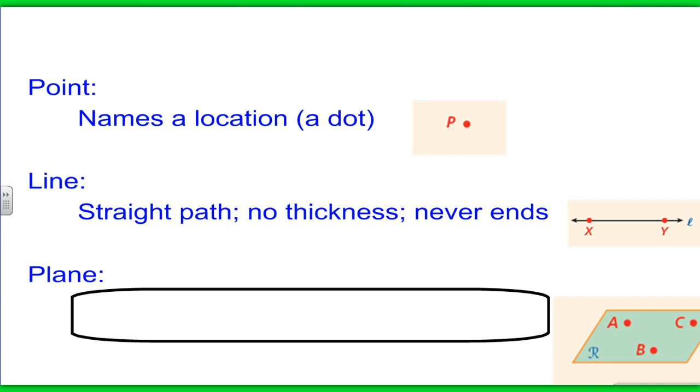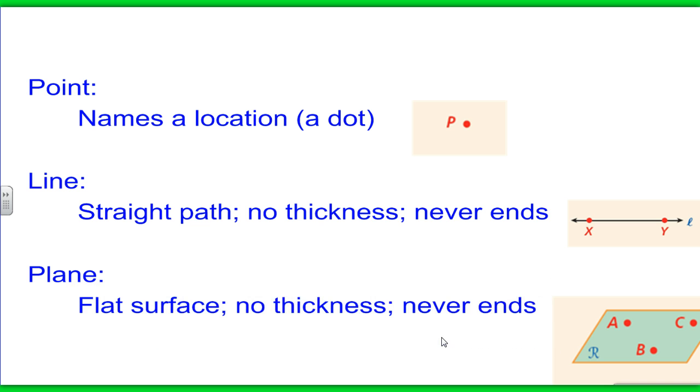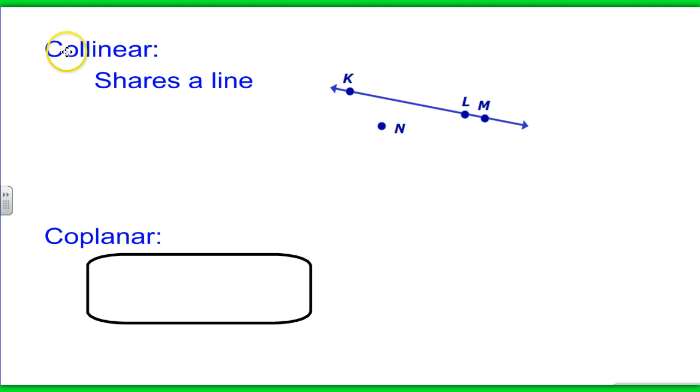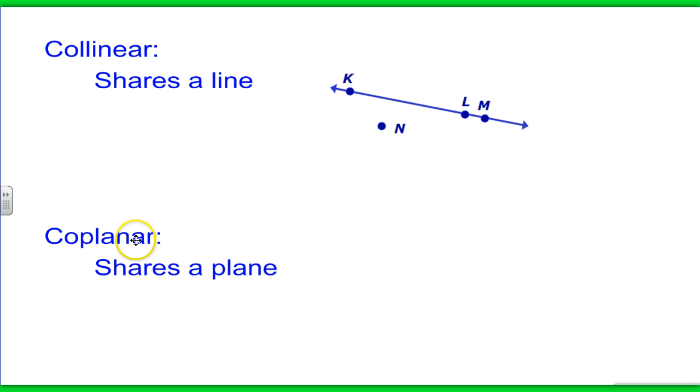A plane is defined by 3 points, right? And it is a flat surface. No thickness. Never ends. So if you are points that are collinear, what do you have in common? You share a line, right? Co means sharing, so sharing a line. Coplanar then are points on the same plane, or it could be lines on the same plane, okay? Planes on the same plane.